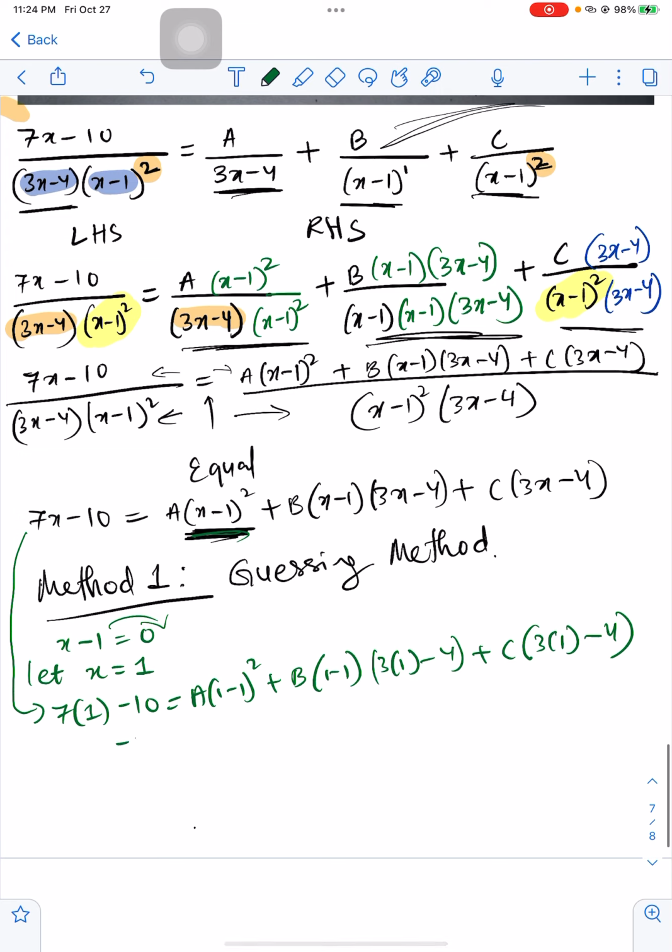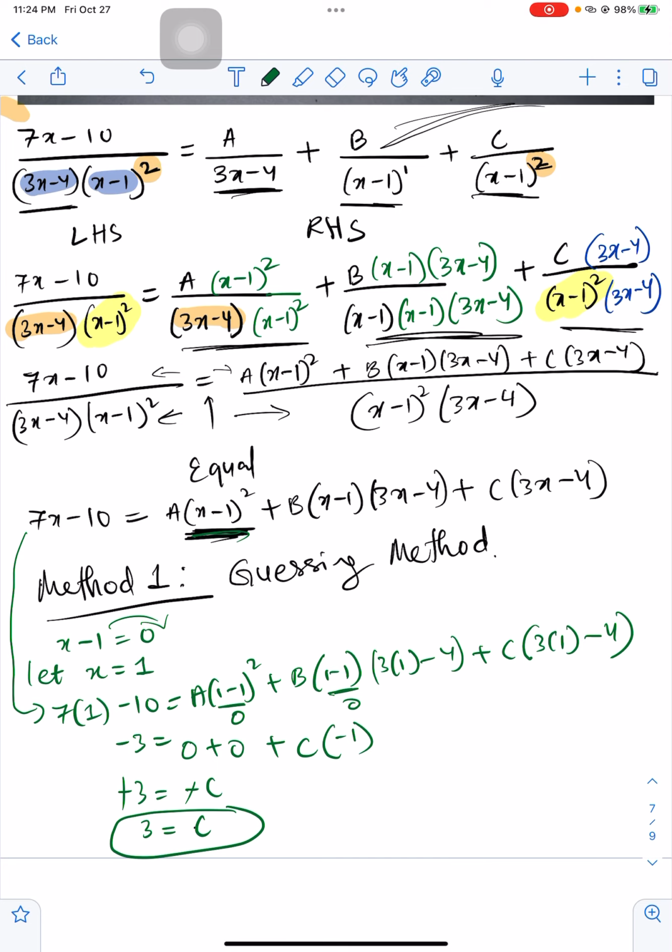So 7 minus 10 is negative 3. See, 1 minus 1 is 0, 1 minus 1 is 0, and 0 times any value will be 0. So ultimately you are left with 3 minus 4, which is negative 1. So negative 3 equals negative C, so 3 equals C. So you got the value of C as 3.